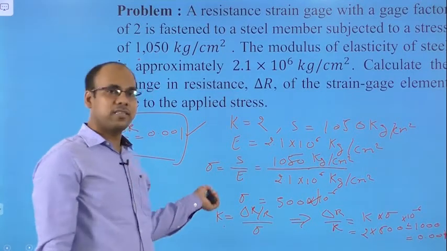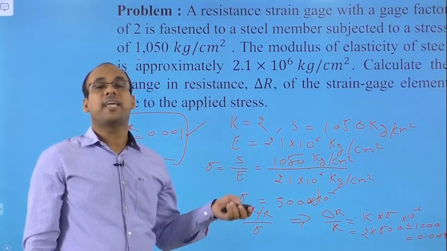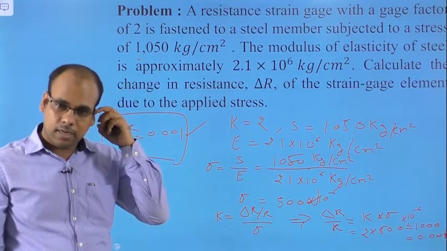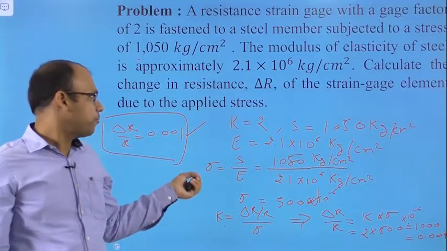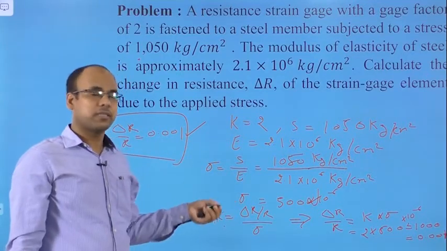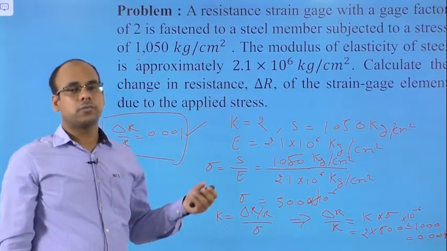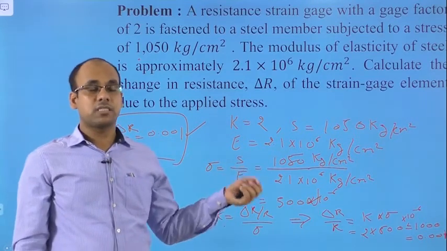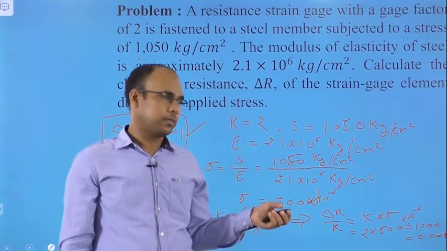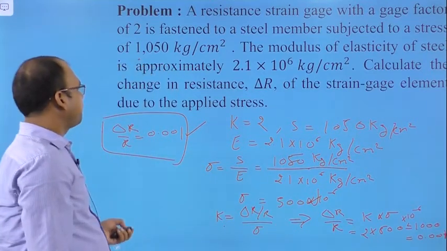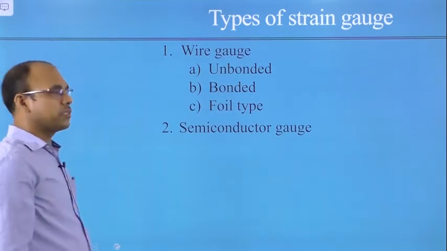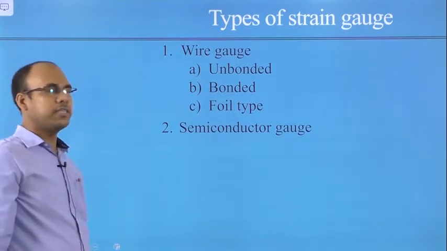This is why we require a very highly sensitive instrument that will measure the change in resistance. Whenever I'm putting this strain gauge into the Wheatstone bridge, we have to use some very highly sensitive instrument, right? So we have different types of strain gauges available in the market.